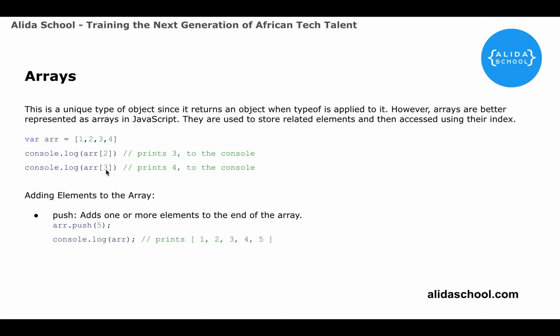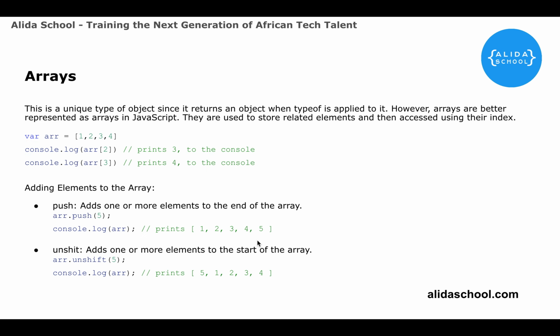There are various ways you could use to add elements to an array. It all depends on the approach you wish to take. Push adds one or more elements to the end of the array. For instance, we are still using our previously declared variable array here. Now pushing 5 to it adds 5 as the last element after 4.